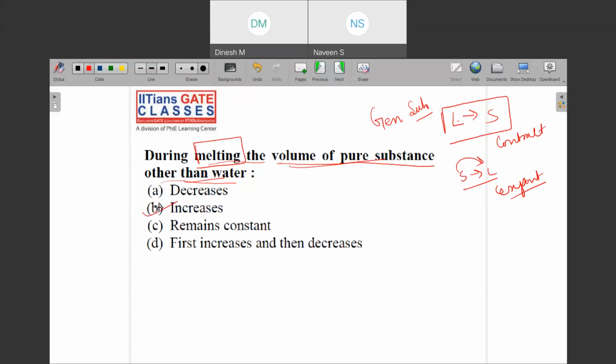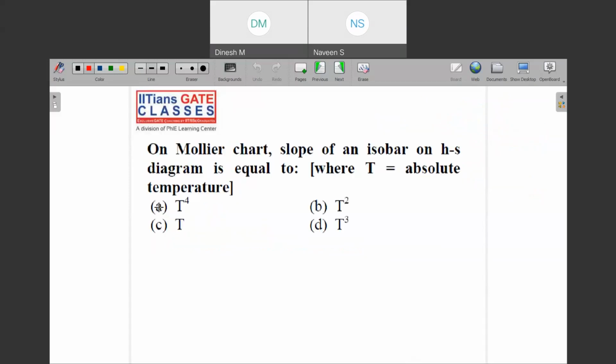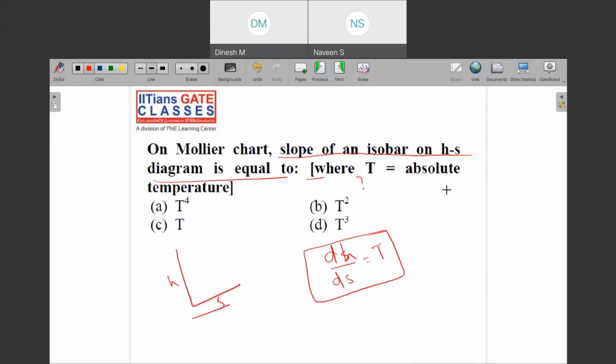Okay. Next question. On the Mollier chart, the slope of an isobar on the HS diagram is equal to what? We have seen that dH upon dS is T. How? TdS is dH minus VdP, and this dP is constant. Then dH upon dS is nothing but T only.